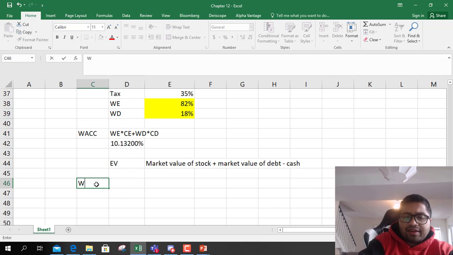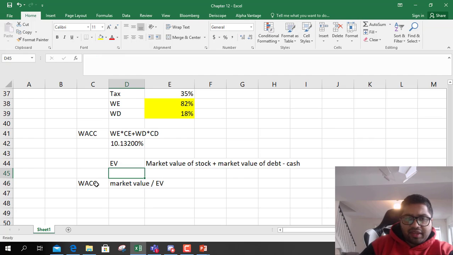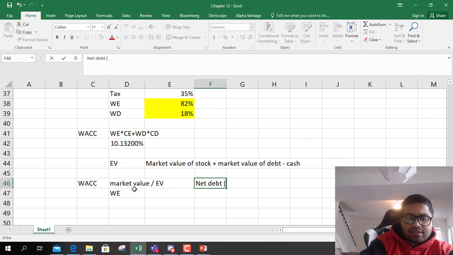WACC? So in real life, WACC is calculated as weight of market value of equity divided by enterprise value, EV. This is the weight of equity. Okay, we find that first. Then we use net debt. Net debt means debt minus cash, divided by enterprise value to get the weight of debt.